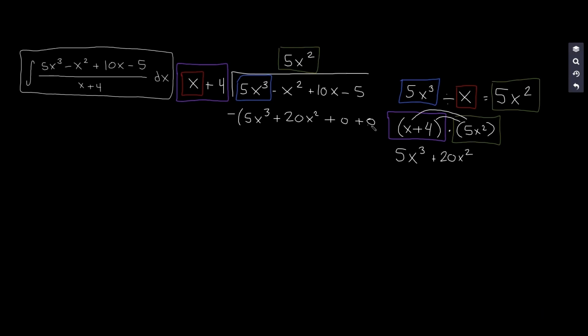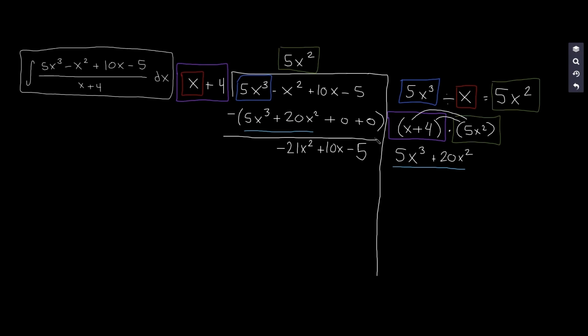Note that I'm adding zeros for placeholders. We're really going to exploit the color spectrum here. These are the same. I'm going to bring this down because this is long division. 5x cubed minus 5x cubed is going to be 0. Negative x squared plus 20x squared is going to be negative 21x squared. Then we're going to bring down 10x minus 5. We're going to keep working through this.